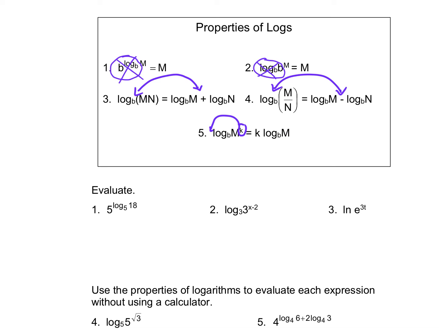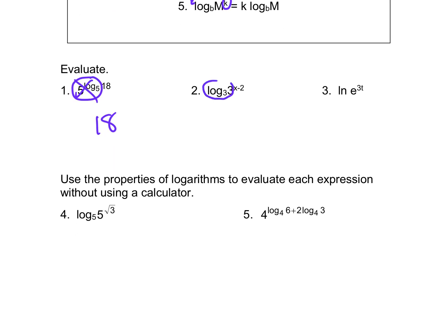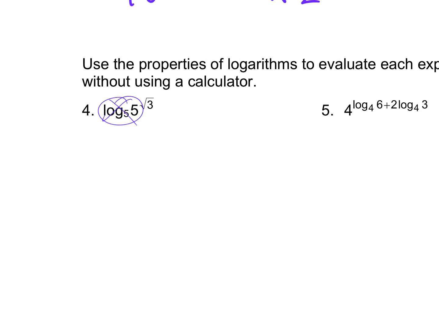Okay? Now, several of these go very quickly, like in number 1. What do you think happens with 5 to the log base 5? It cancels. Leaves me what? 18. Good. In 2, what happens with log base 3 of 3? Cancels. What does it leave me? X minus 2. In 3, what do we know about ln and e? Cancel, which leaves me? 3t. All right. And one more nice easy one. Log base 5 of 5. Root 3. Root 3 left.